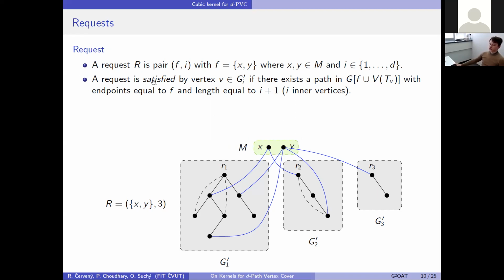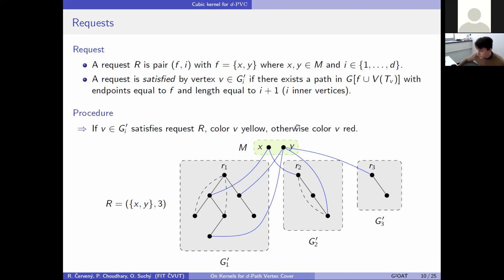And we will say that the request is satisfied by some vertex in the components, some vertex v, if there really exists such a path in the subtree rooted at v and the endpoints. So what are we going to do? We are going to color the vertices of the components, and we will say that the vertex is yellow if the vertex satisfies the request. Otherwise, we will color it red.